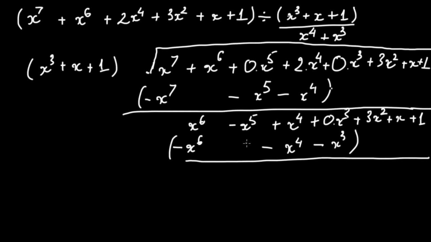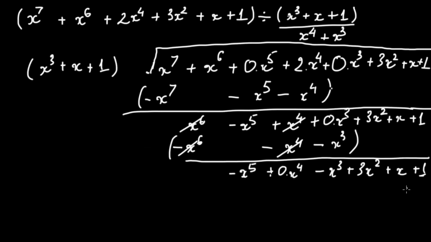Then you can add the two expressions together. See, this one and this one cancel out. Minus x to the fifth, we put it down. X to the fourth cancels with x to the fourth. 0 minus x to the third, you have minus x to the third right here. And then add 3x squared plus x plus 1. Right here you can put 0 times x to the fourth. Now you see the power of 5 right here is still greater than 3, the power of 3. So we can still repeat the step we just did above.